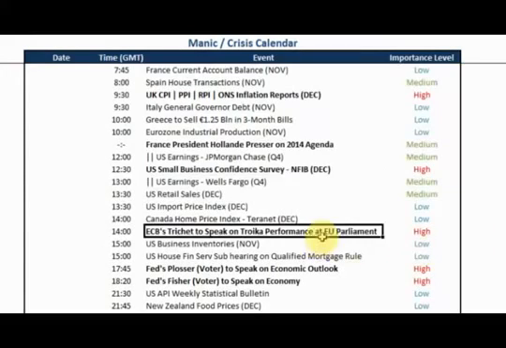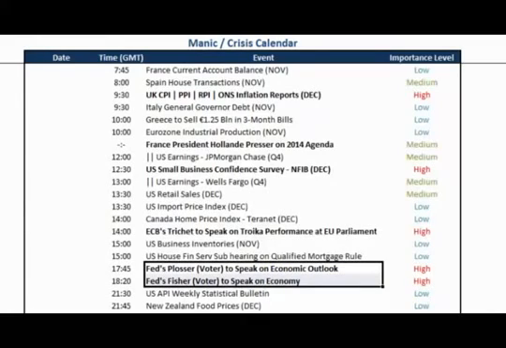So be careful. We have Trichet speaking on the performance of the Troika. He can at any time drop some kind of commentary that relates to monetary policy, so it's at least worth our watching or looking at the highlights. Of course, we'll also be looking at the policy speakers from the Fed.